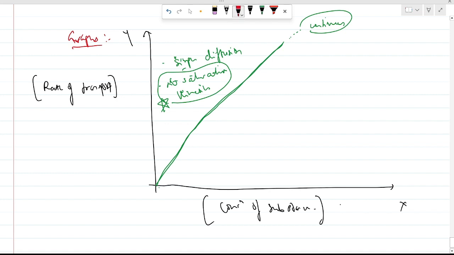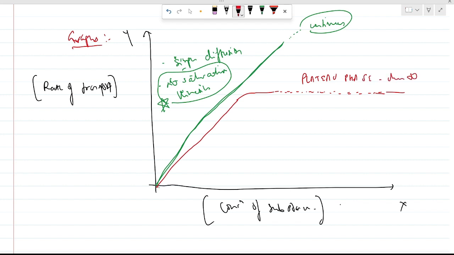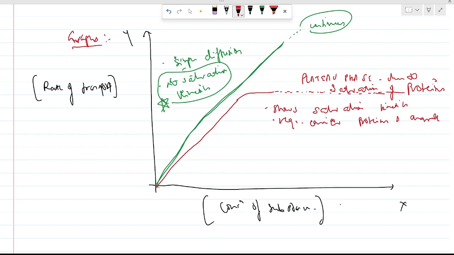The next graph continues as a straight upward line for some moment. After this follows a plateau phase. This plateau phase is due to saturation of proteins. This graph shows saturation kinetics, which requires carrier proteins and channels. Any form of protein involvement shows this graph.